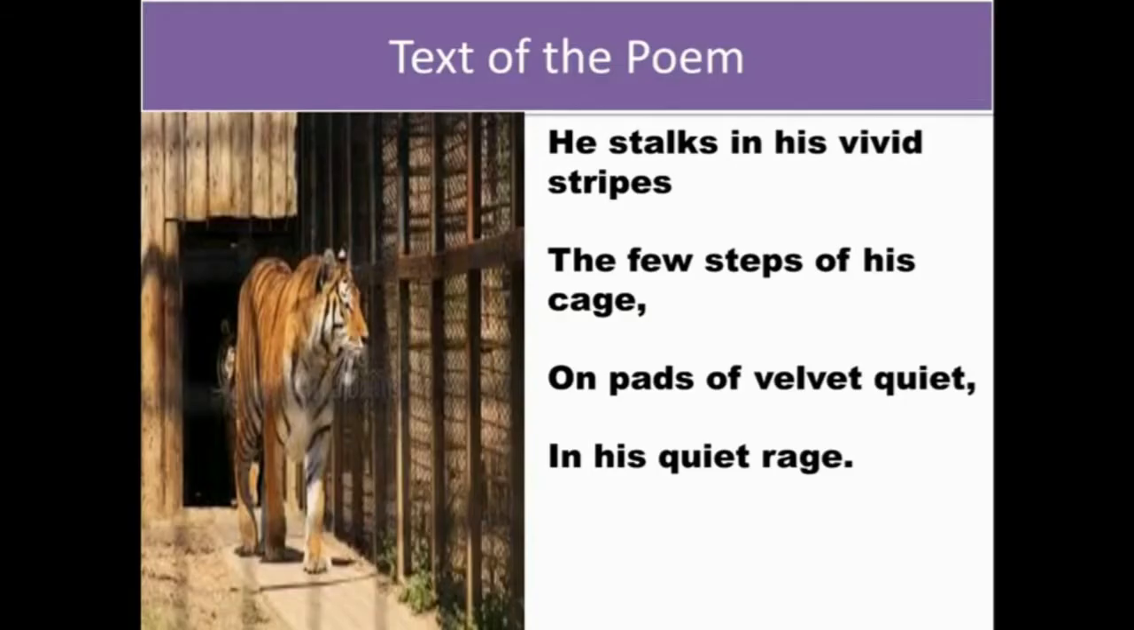He stalks in his vivid stripes, the few steps of his cage, on pads of velvet quiet, in his quiet rage. This is the first stanza.